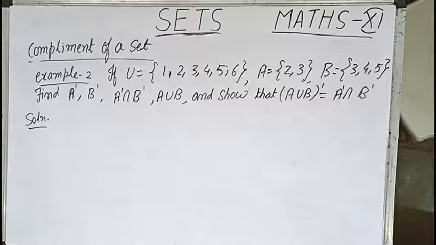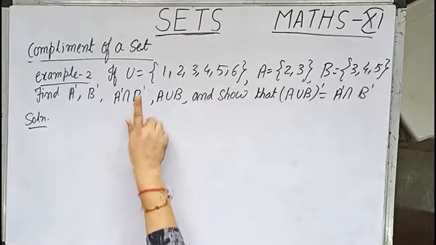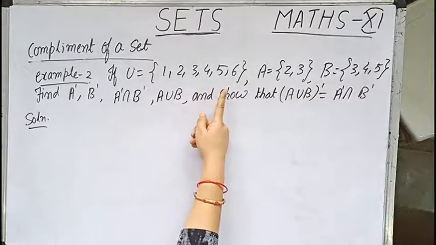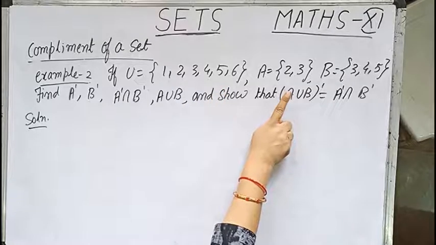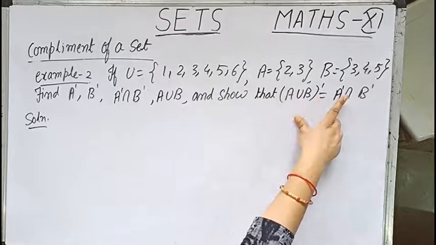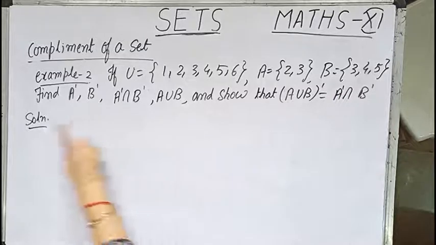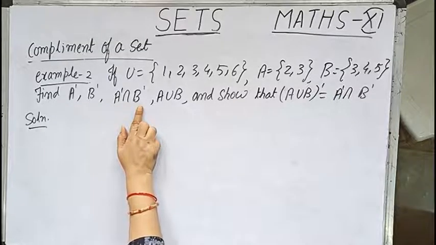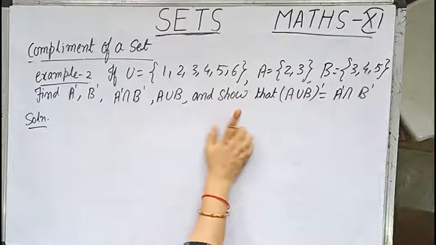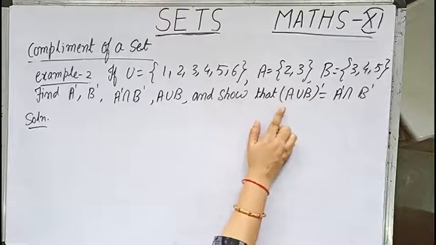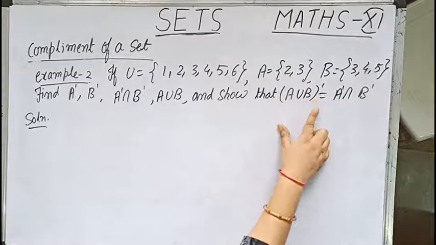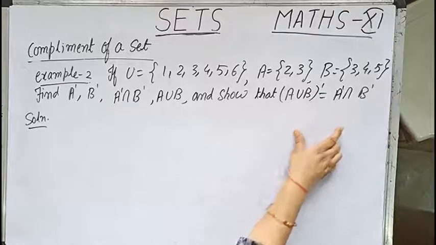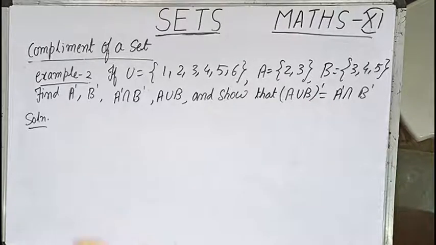Let us take one more example. If U equals the set containing 1, 2, 3, 4, 5, 6, A equals the set containing 2, 3, and B equals the set containing 3, 4, 5, then find A complement, B complement, A complement intersection B complement, A union B, and hence show that (A union B) whole complement equals A complement intersection B complement.